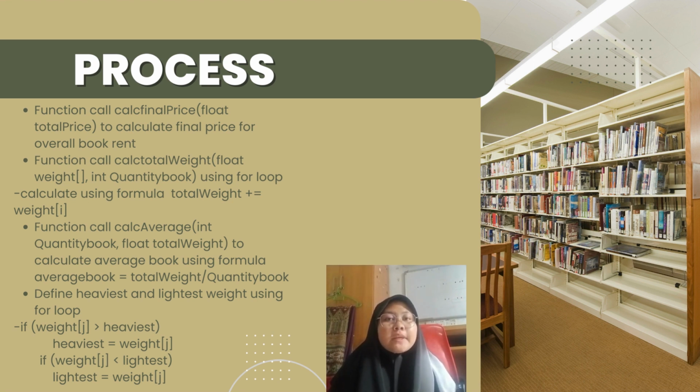The formula total weight plus weight is calculated in function calc total weight using a for loop. Function calc average is used to calculate the average book using the formula total weight divided by quantity book, and the heaviest and lightest weight can be determined by using a for loop.